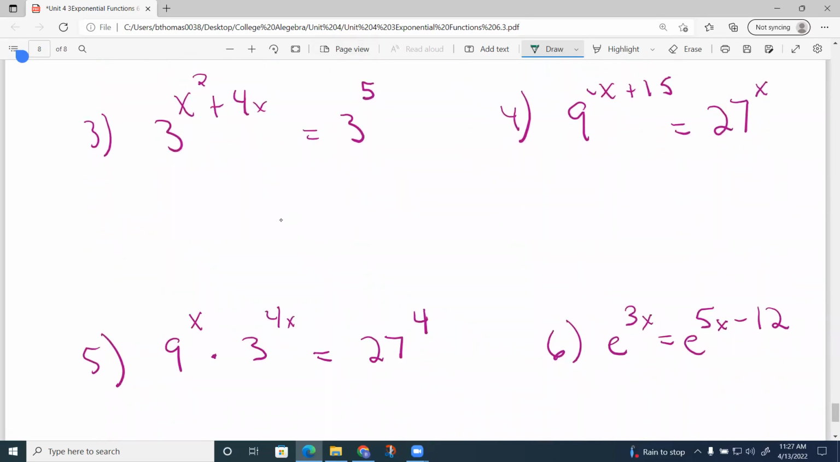So if I have 3 to the x squared plus 4x equals 3 to the 5th, notice how the bases are the same here, so we don't have to deal with that, but we do have some strange looking exponents. But we are allowed to set those exponents equal to each other. And this becomes what we call a quadratic equation. To solve a quadratic equation, we can't just solve for x, but what we can do is set this to 0 and use factoring as a strategy.